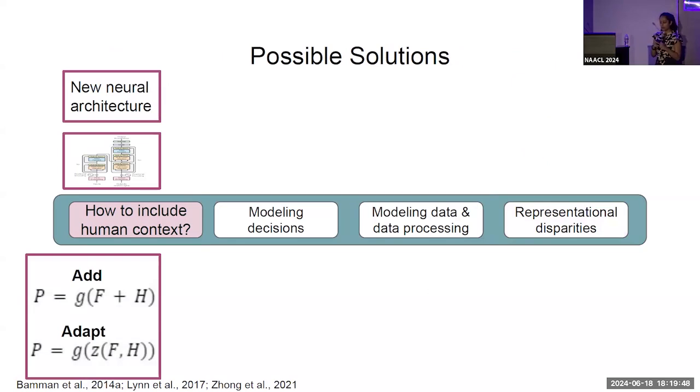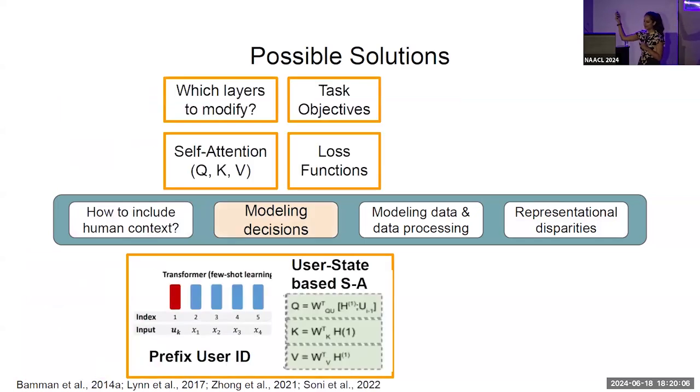Moving on, we can build on some of the past works for possible solutions to these challenges. For example, in the pre-LLM neural networks, the human context H was either added or adapted to the neural network features F. We can think of these features F as the hidden states of our transformer layers today. Like in our past work and some of the other past works, the hidden states of the transformer models are adapted with a user representation to modify self-attention components, or more simply, a user identifier is prefixed in the text input sequences to induce human context.